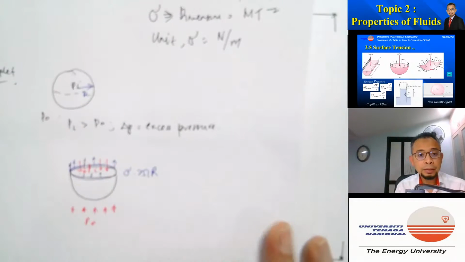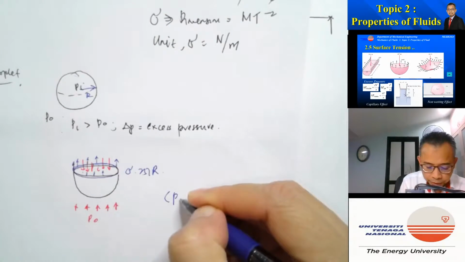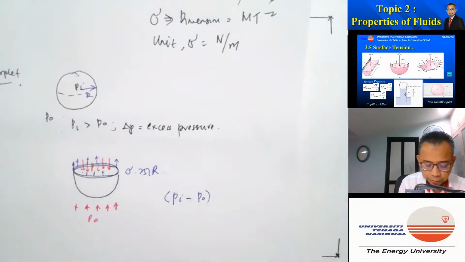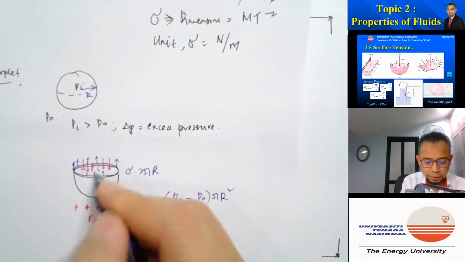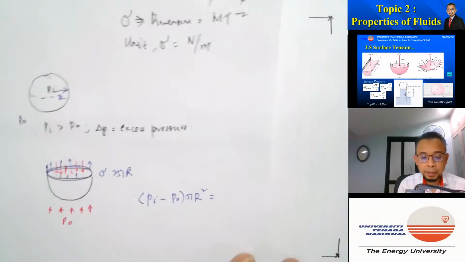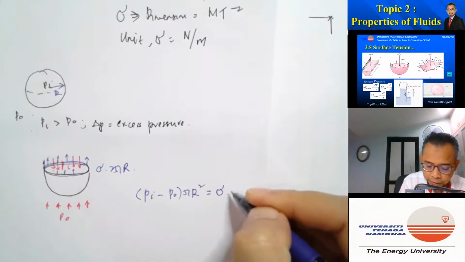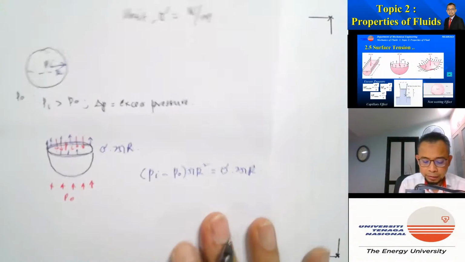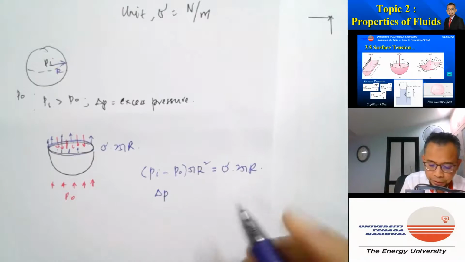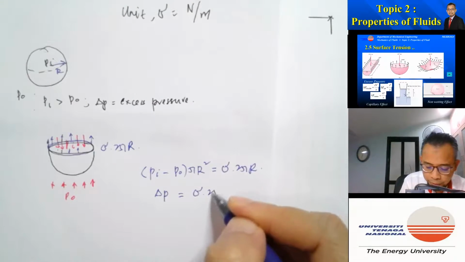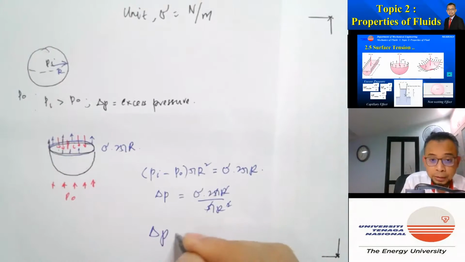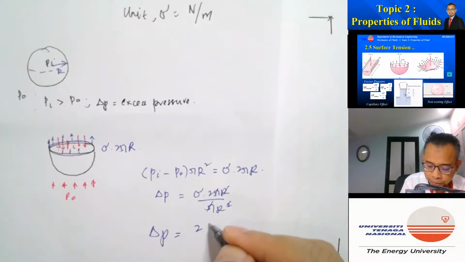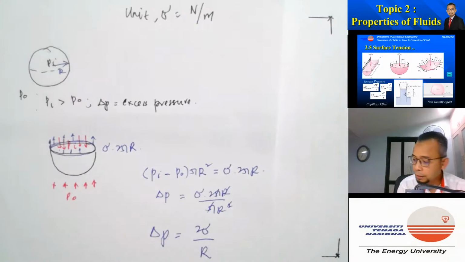I can balance the forces in the vertical direction. So I have Pi minus Po multiplied by the area, which is pi r squared, this area here, and that must be balanced by the surface tension force, which is sigma 2 pi r. So this is the excess pressure. Delta P is equal to sigma 2 pi r divided by pi r squared. So delta P, the excess pressure, is equal to 2 sigma divided by r.